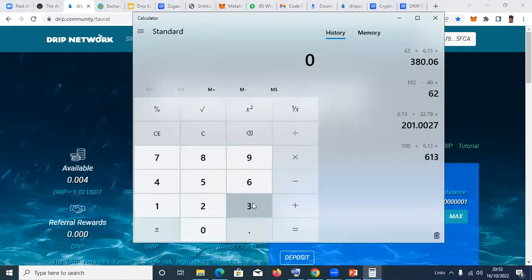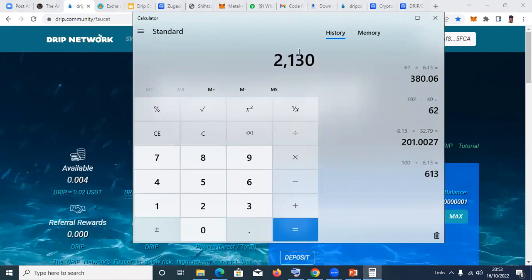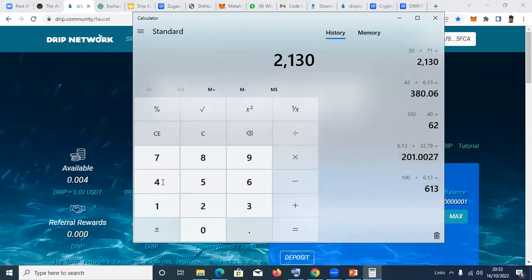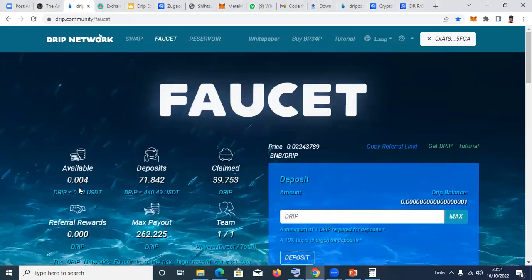I'm going to show you why it's possible. 30 times 71. That alone is giving me $2,130. And I'm still compounding. Just a while ago that I claimed this token here, I've already started making 0.004. You were here while I compounded.